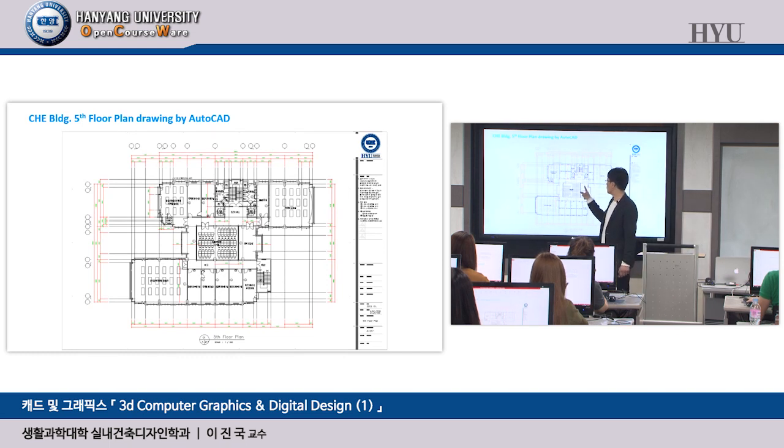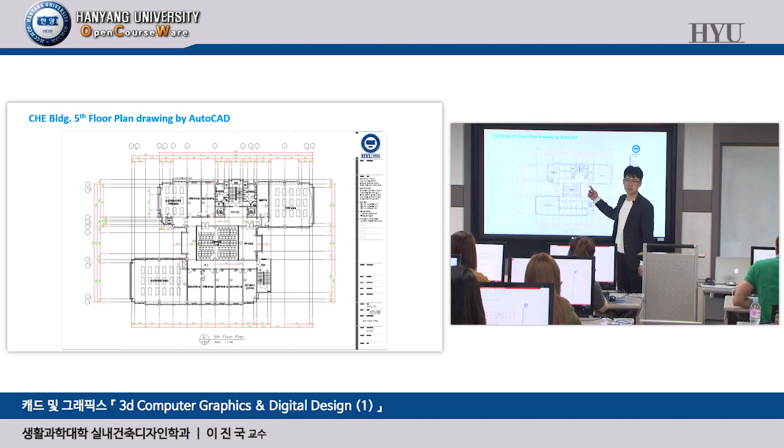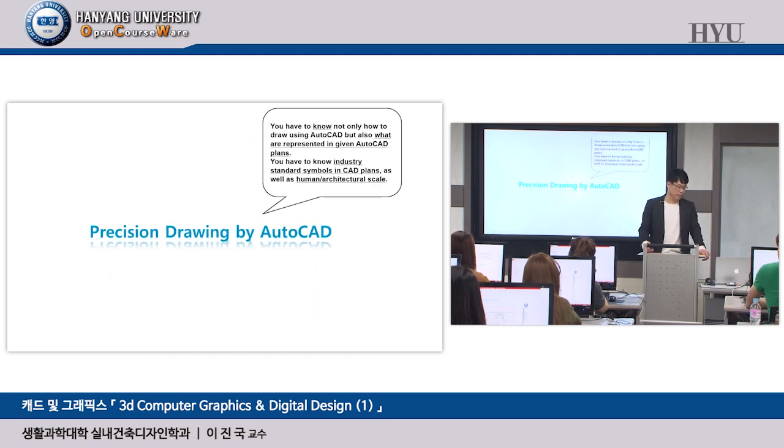Take a look. You know this is a double folding door, okay? But actually, this is a symbol, not a real section profile, okay? If you see this on top of a 3D plan, you cannot see this kind of symbol, okay? This is just a symbol, not real visualization. Anyway, this is a critical reason why you have to know precision drawing by AutoCAD, knowing industry standard symbols as well as human architectural scale, okay?